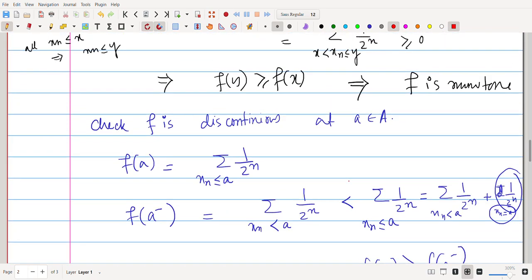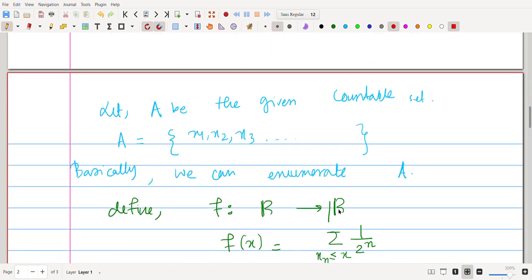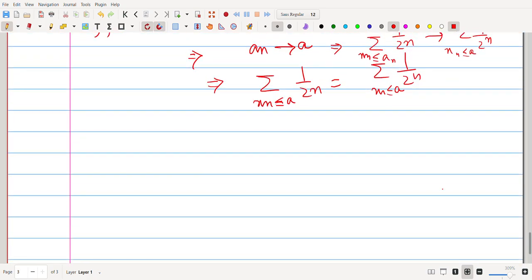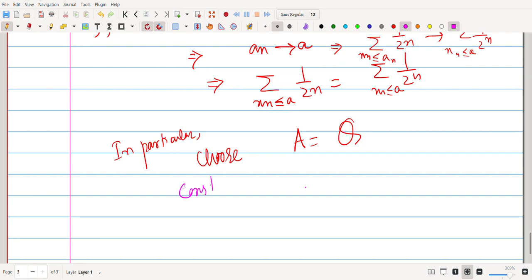So that means for each a, which is countable, I can construct such a function. So in particular, you can choose a to be q, and construct such a function.